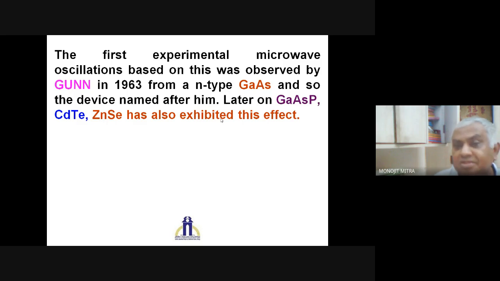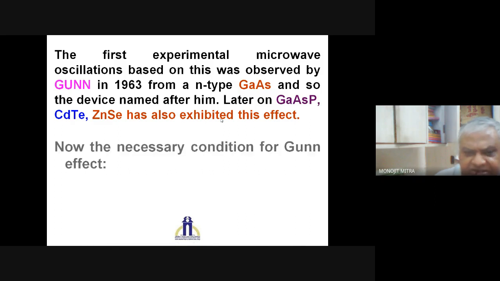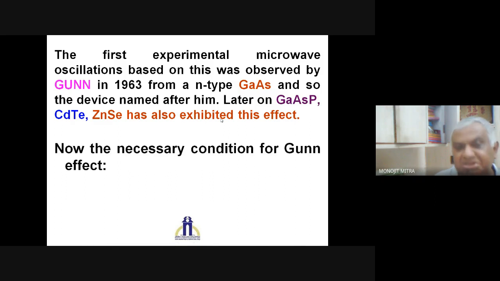Now the question is whether all these compound semiconductor materials are capable of showing this transferred electron effect, or whether the Gunn diode can be realized using them. The one word answer is no. Why? Because it is not the only necessary criterion that multiple values exist in the conduction band. At the same time, a few conditions, which are called the necessary conditions for the Gunn effect, have to be satisfied.